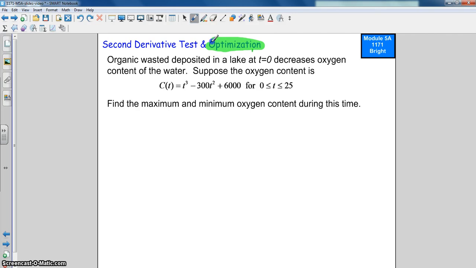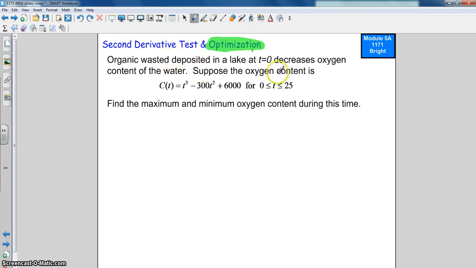Okay, optimization. Essentially, the idea of optimization is you're looking for a maximum and minimum value, just as we have been doing before. Find the extrema, classify them. So typically optimizations are somewhat applied in nature.